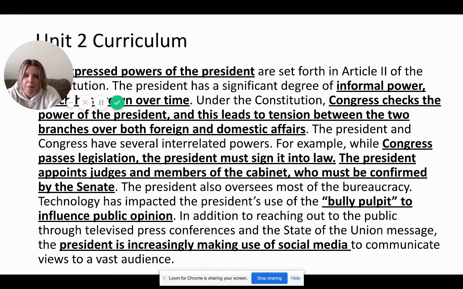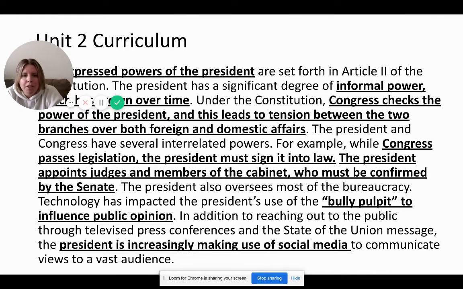Technology has impacted the president's use of the bully pulpit to influence public opinion. So technology has changed the way that the president communicates to the public. The bully pulpit is just the president's power to use their position of authority to get the message out there. We're seeing Trump going on TV every day now, and he's using new technology like social media to try to interact with people and get his message out there, both on what he's doing to help people and help the country, but also he's interested in putting a good message out there that could maybe help his reelection hopes.